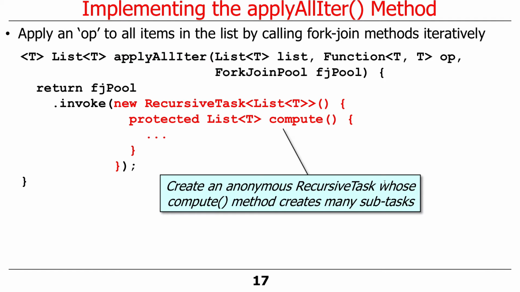All right, and you can find that particular piece of code here in this file. Okay, so let's break this down a little bit. So the first thing we see here is that we have a creation of an anonymous recursive task. So it's a recursive task. We're defining an anonymous instance of a recursive task, and it's got a compute method here that we'll look at in a second. We'll look at its implementation. And this compute method is going to create a bunch of subtasks and execute them in the fork join pool that's passed in here.